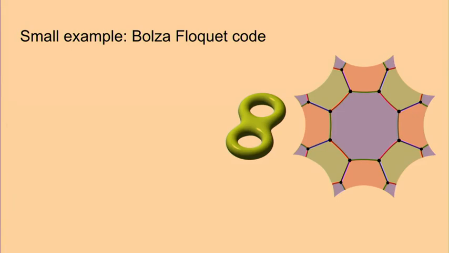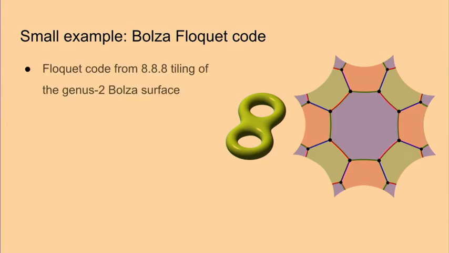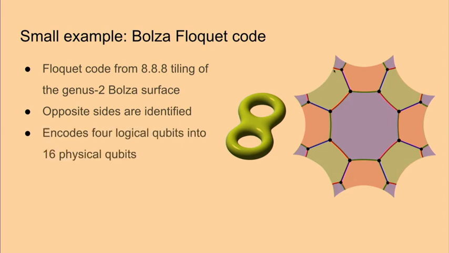So the smallest example we show is this Bolza Floquet code, which is a Floquet code derived from an 888 tiling of the genus 2 Bolza surface. On this diagram, we see that opposite sides are identified. And this encodes 4 logical qubits into 16 physical qubits.